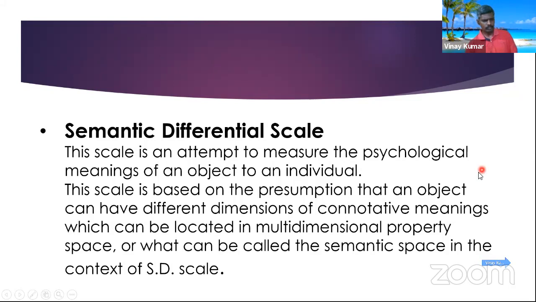And this scale is based on the presumption that an object can have different dimensions, which is captured through this scale of connotative meanings, which can be located in a multidimensional properties space, or what can be called a semantic space. That's why it is called a semantic differential scale. Now, let's understand with an example.